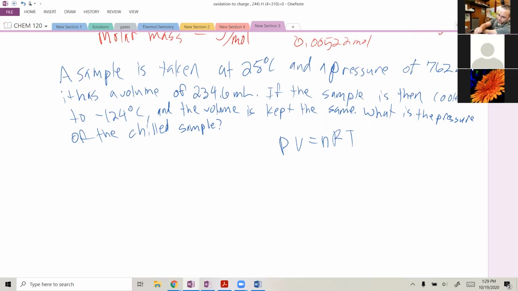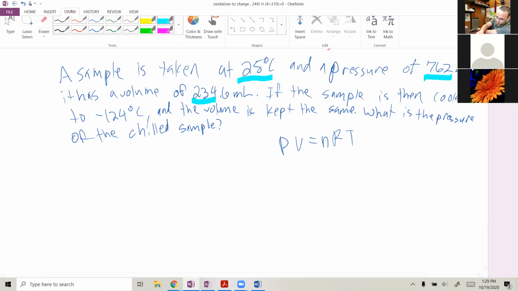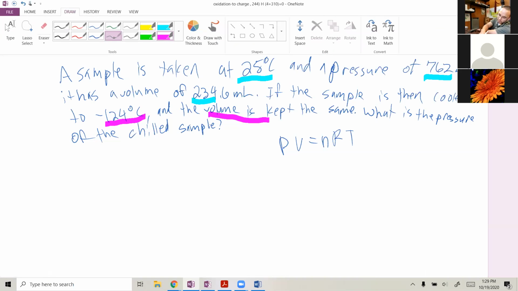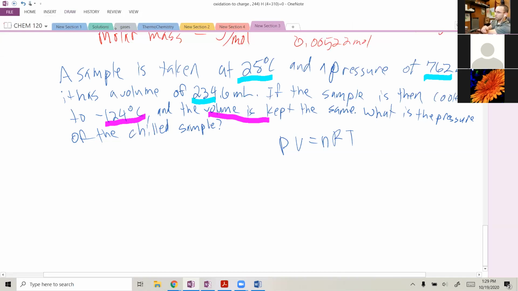But instead, they've given us two conditions. They've given us one set that happened at 25 degrees Celsius, and then another one at a lower temperature. So it's the same sample under two different conditions, and there's a different equation that we can use. What's that equation if we have two sets of conditions? It'll be P1V1 over T1 equals P2V2 over T2.